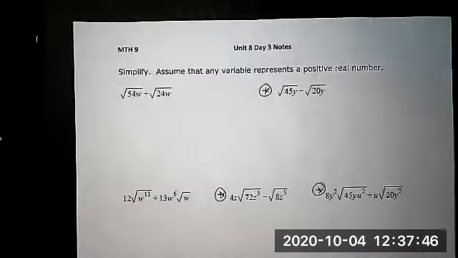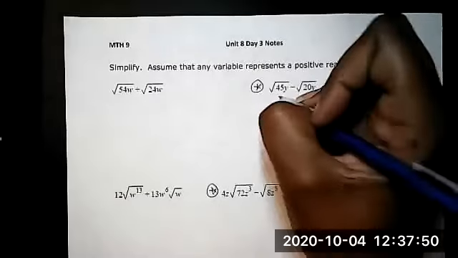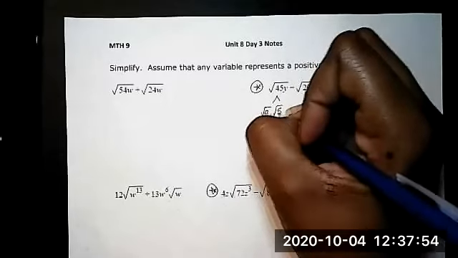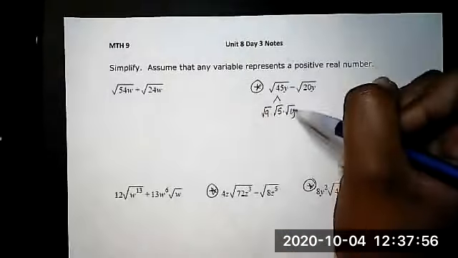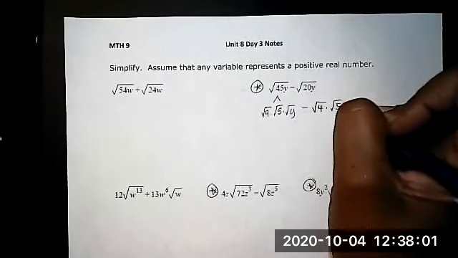All right, next page here says, we're going to do the star ones. Same concept. We are going to break these down. This right here becomes the square root of 9 times the square root of 5 times the square root of y. Okay, the y, don't forget the y, minus the square root of 4 times the square root of 5 times the square root of y.